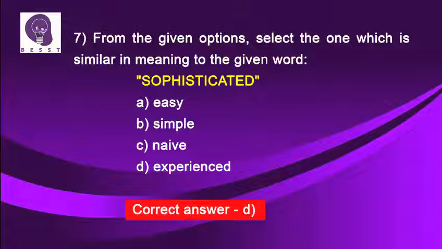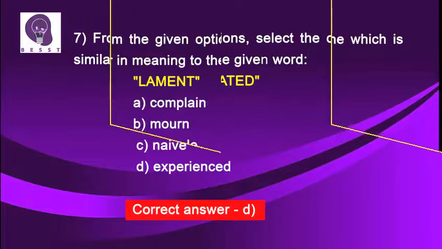Question number 7. From the given options, select the one which is similar in meaning to the given word sophisticated. Now, what does sophisticated mean? Sophisticated means experienced, or it means knowledge. Now, what are the options given? Option A, easy. Option B, simple. Option C, naive. And option D, experienced. From these four options, option number D, experienced, has the same meaning as sophisticated. So the correct answer will be option number D.